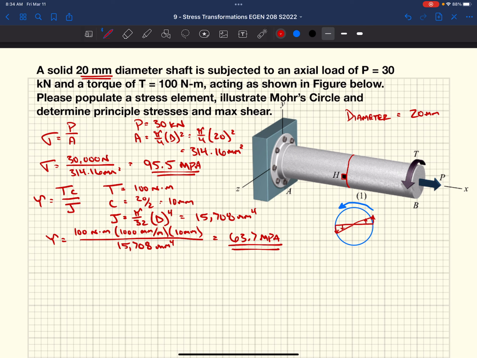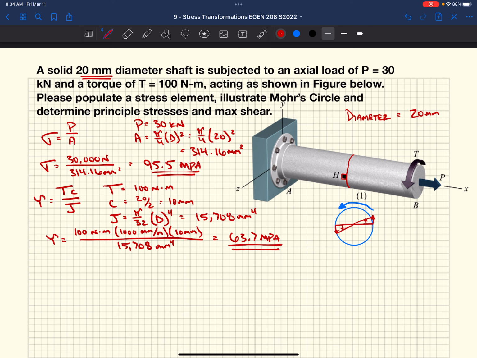Right, where we have 0 shear stress at the centroid of this cross section, or the center of this cross section, right? That's where our C effectively, right here, TC over J. C is 0, so our shear stress is 0. That's why the shear stress is maximum at the maximum radius, or out here on the edges of our shaft here.